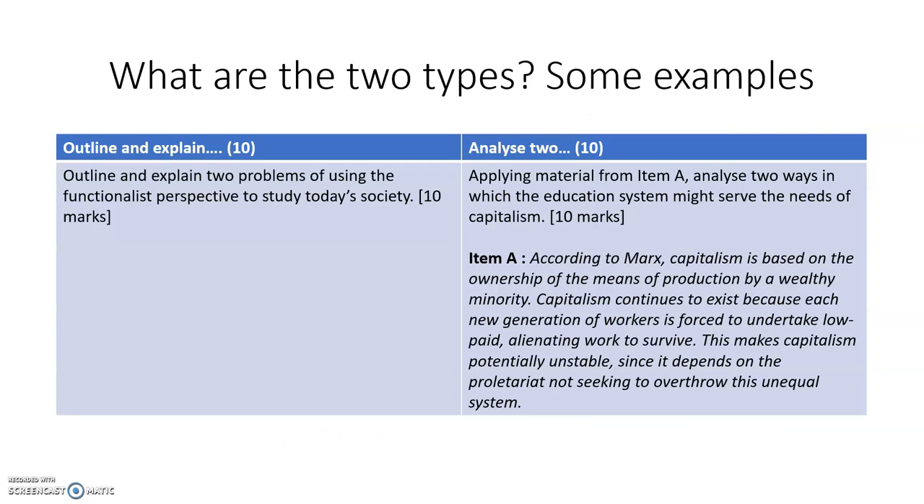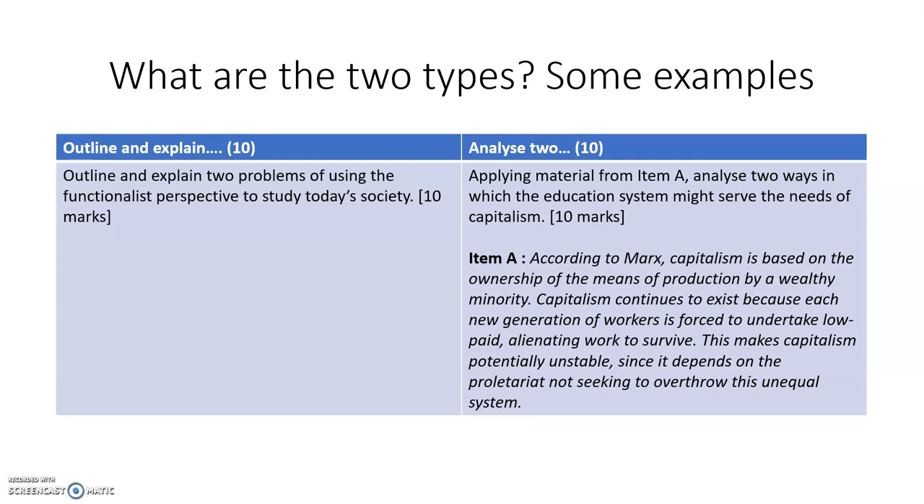Now, there are 2 types of 10 markers that you can receive in an A-Level sociology paper. You can receive an outline and explain 2 question, which is very similar to what you've been expected to do at AS. So outline and explain 2 reasons, 2 criticisms, 2 effects, 2 aspects. It's basically the same thing.